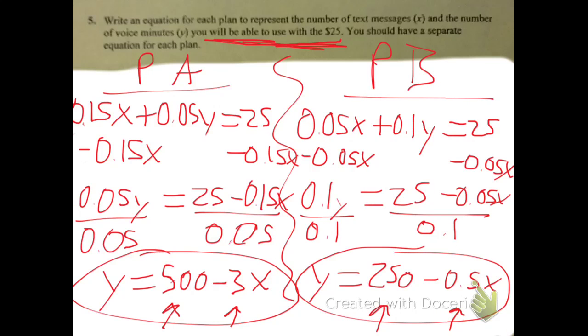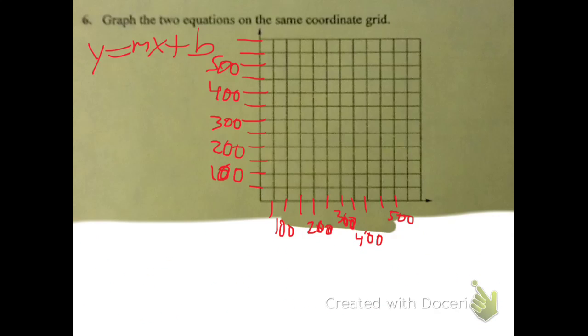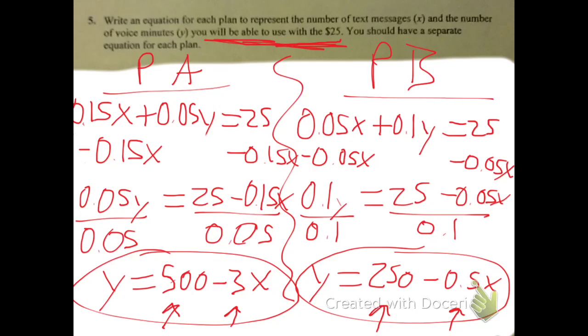Alright, so here we are. We're working on number 6, which is graphing the two equations on the same coordinate grid. We got our two equations in the y equals mx plus b form, which I hope you guys are already familiar with. And we got some big numbers. We got 500, 250, and we got really small numbers like 0.5 and 3.